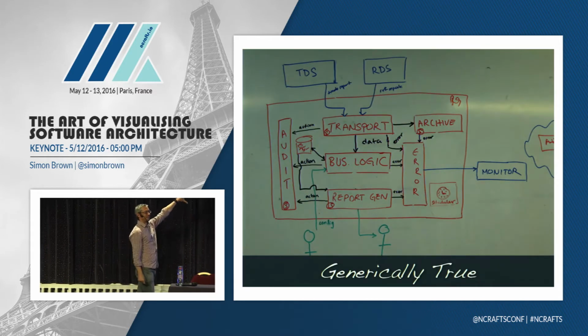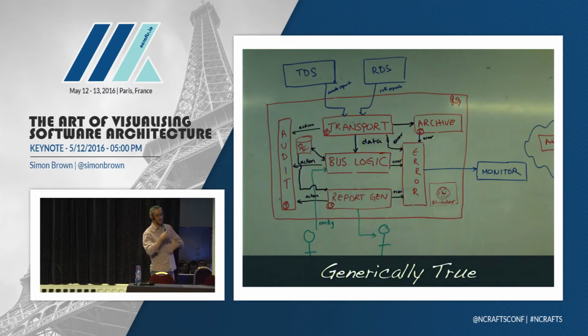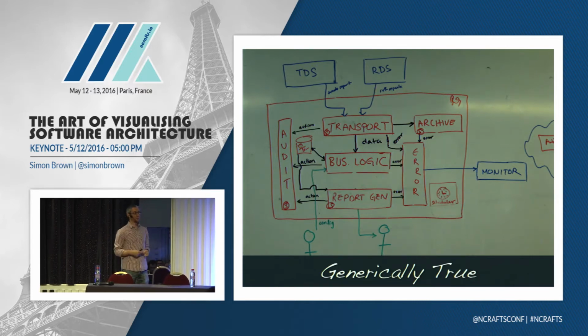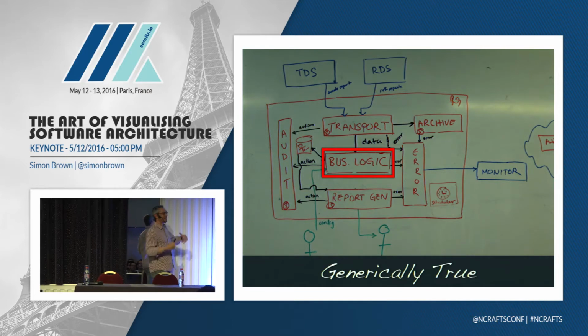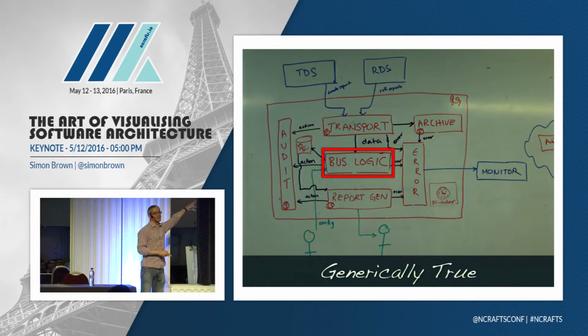This diagram describes all of your software systems today. The big red box is your system boundary. Inside your system, you transport data in and out, you audit events, you generate some reports, you deal with errors, hopefully. You have some scheduled jobs, and you do business logic. Yay. This diagram is totally useless. It doesn't even tell you it's a financial risk calculator thing.